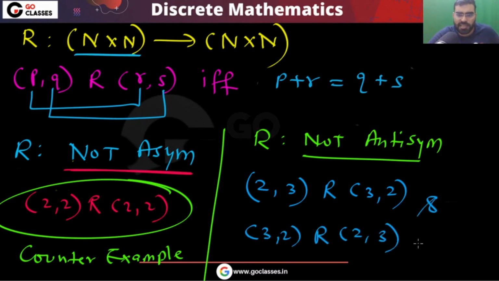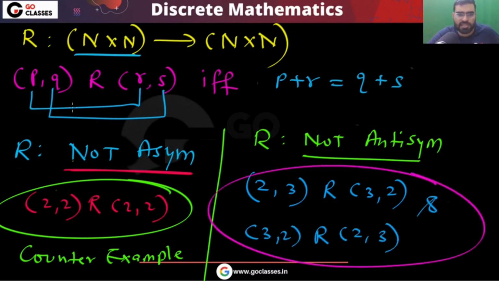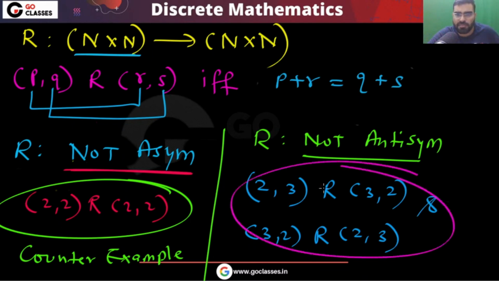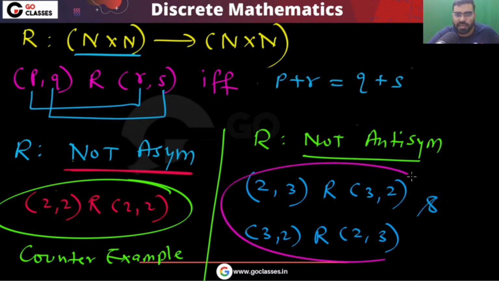Okay, so they are basically related. So that is the reason this is the counter example for antisymmetric. For antisymmetric, this is the counter example. The same counter example will work for antisymmetric also. For asymmetric also the same counter example is going to work.